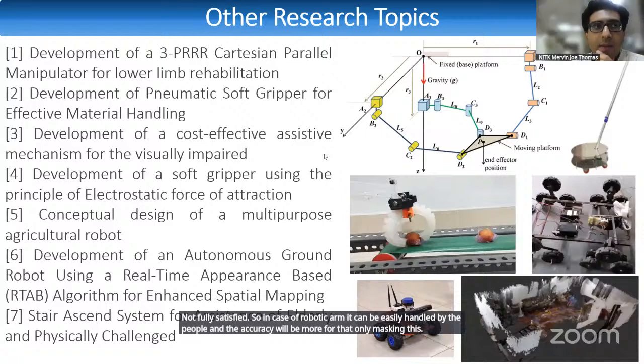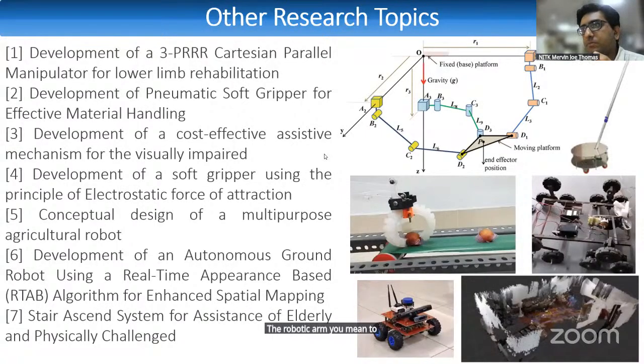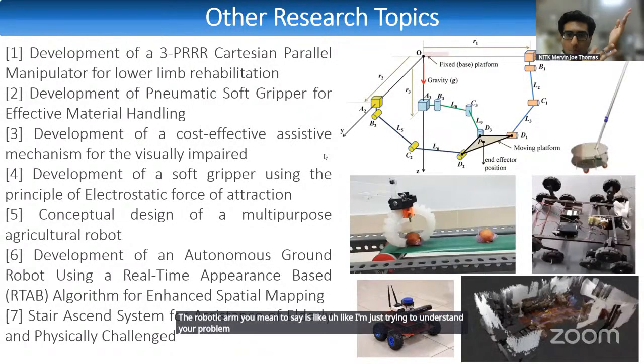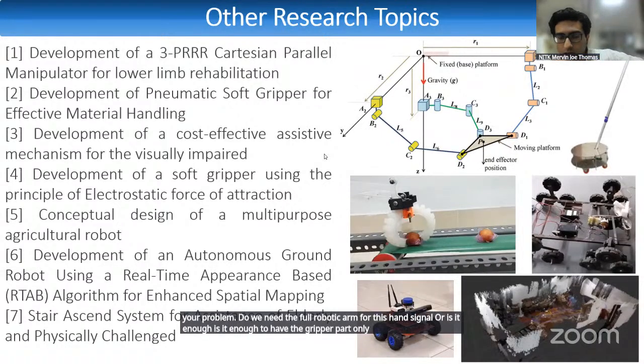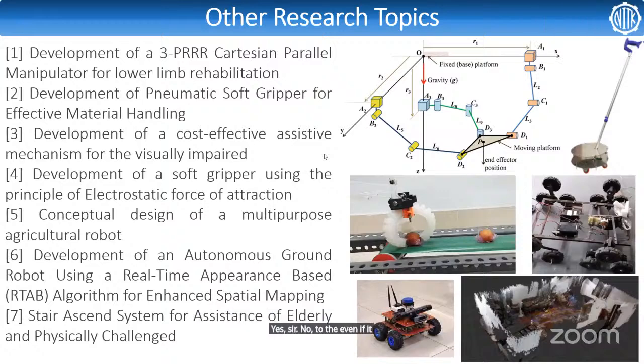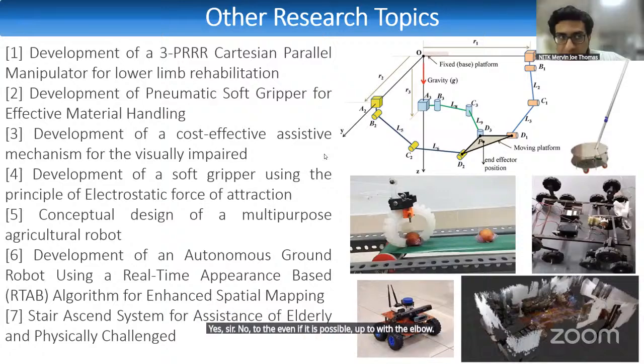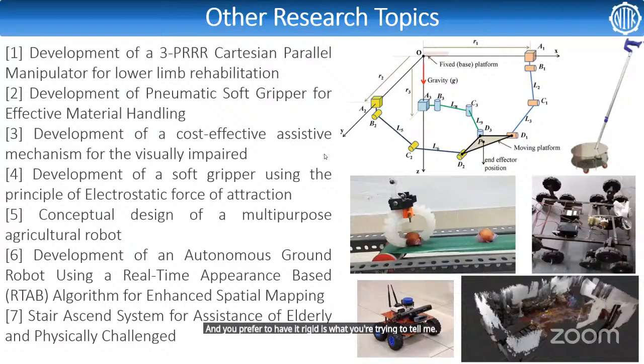No, I'm just trying to understand your problem. Do we need the full robotic arm for this hand signal, or is it enough to have the gripper part only? No, even if it is possible, up to the elbow. You need it from the elbow till the finger, right? Yes, sir. Okay, till the elbow. And you prefer to have it rigid instead of soft, is that what you're trying to tell me? Yes, sir.